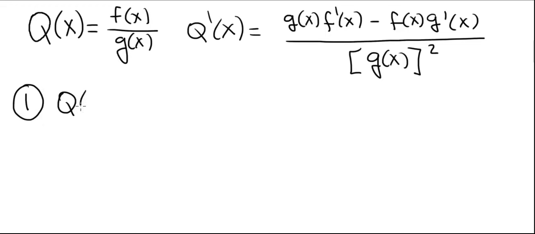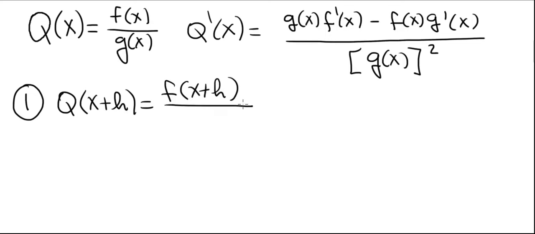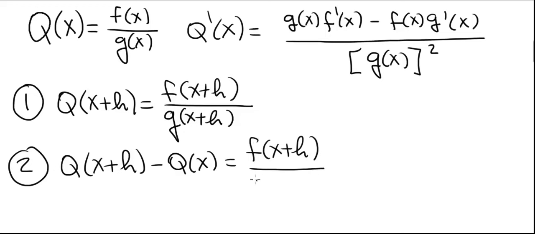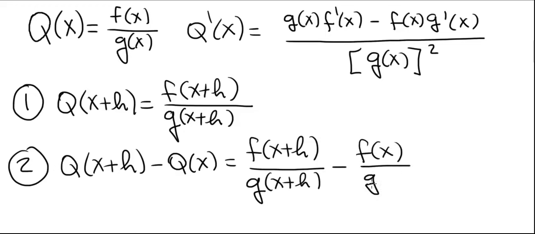First we'll compute Q(x+h), which is just f(x+h) divided by g(x+h). That's all we can do in step 1. In step 2 we want to compute and simplify Q(x+h) minus Q(x), which is f(x+h) divided by g(x+h) minus f(x) over g(x).